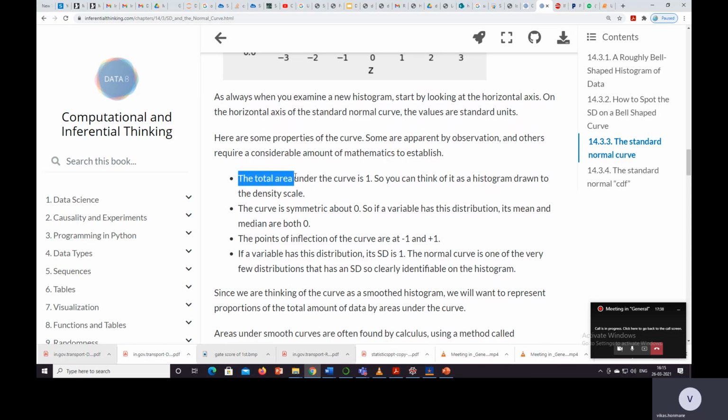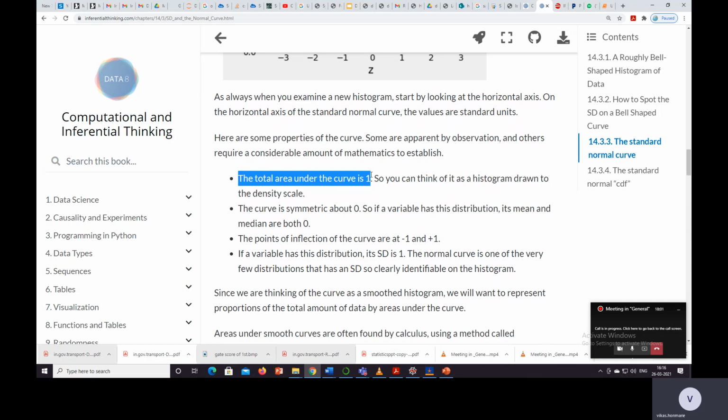First property is the total area under the curve is 1. Okay. Here, as far as the MSc exam is concerned, you may get a question like: what is the total area under the standard normal curve? So it is 1. So you can think of it as a histogram drawn to the density scale.